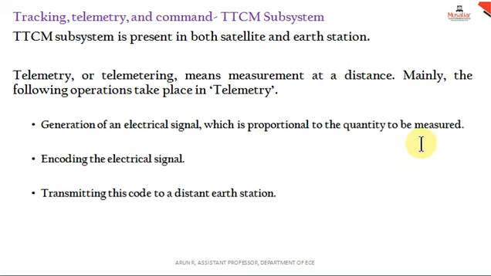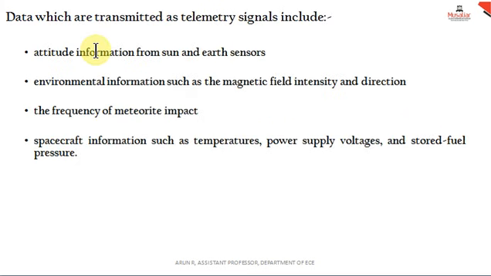And the data that are transmitted as telemetry signals for a satellite communication include attitude information, environmental information, like magnetic field intensity and its direction, the frequency of meteorites, some metal parts that may fall onto the earth's surface from space, and spacecraft information such as temperature, power supply, or the stored fuel pressure. The telemetry subsystem transmits information about the satellite to the earth station.